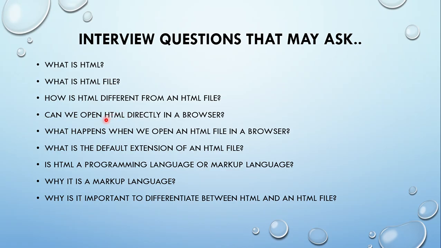Right. Next question is, can we open HTML directly in a browser? The answer is no. HTML itself is just code. We need to save it in an HTML file. Then we can open that file in a browser to see the result. Okay. What happens when we open an HTML file in a browser? The browser reads the HTML code from the file and displays a structured web page according to the tags written in it. Okay, do you understand, guys? Well, next question, what is the default extension of an HTML file? Default extensions are .html and .htm.